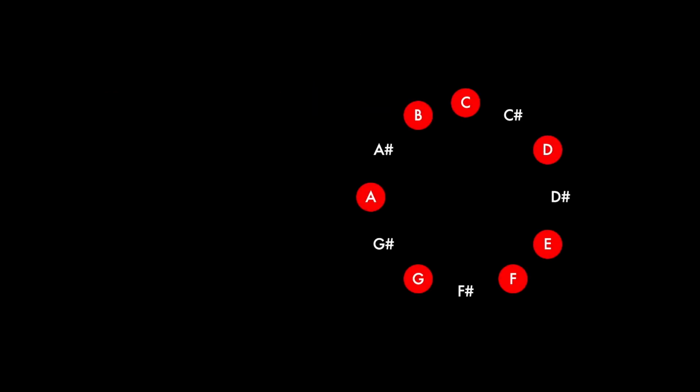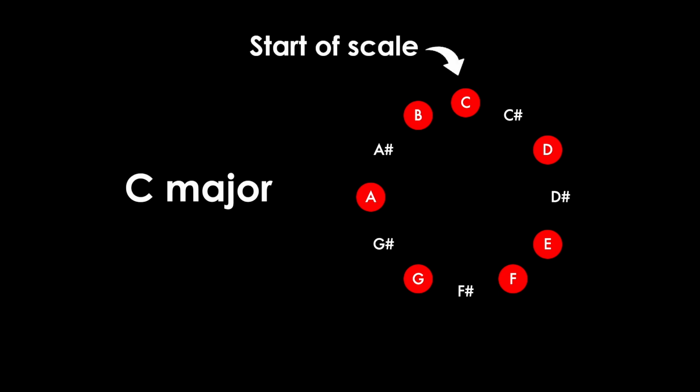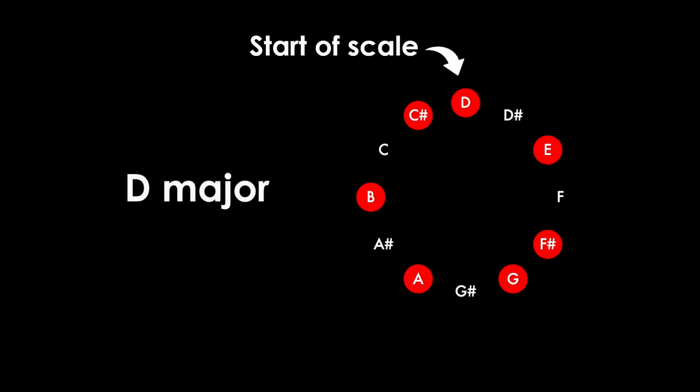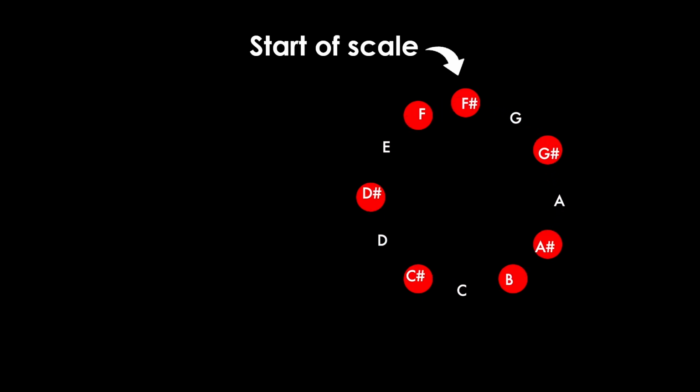Another way of visualizing it is if we put the 12 notes in a circle, like a clock, with the start of the scale at the top, at 12 o'clock. This is what the C major scale would look like. Now if we rotate counterclockwise 2 steps, we get to the D major scale, a few more steps, and we have the G major scale.